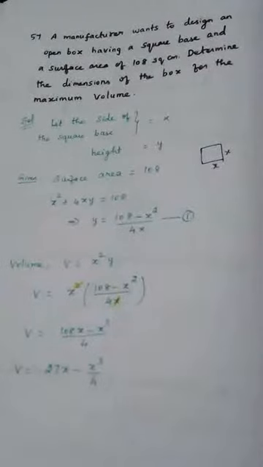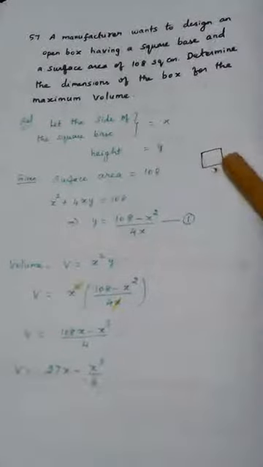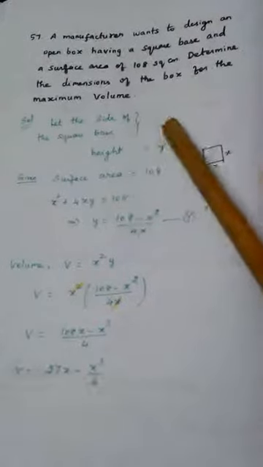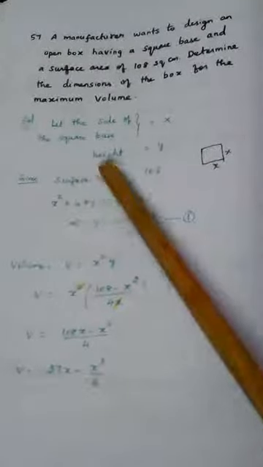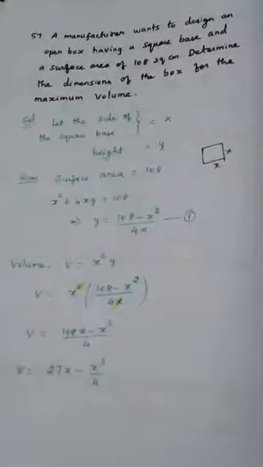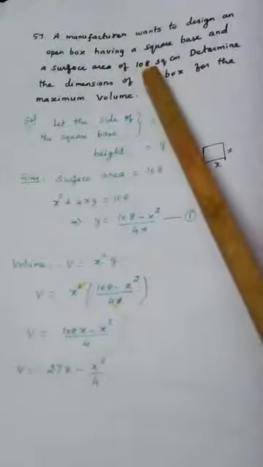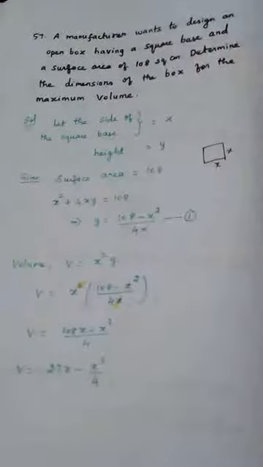Then the height of the box is taken as y. The base is nothing but the base of the box. This is length and this is breadth. Since it is a square, both length and breadth will be equal to x. Height is taken as y. What is given here? Having a square base and a surface area of 108 square centimeter.